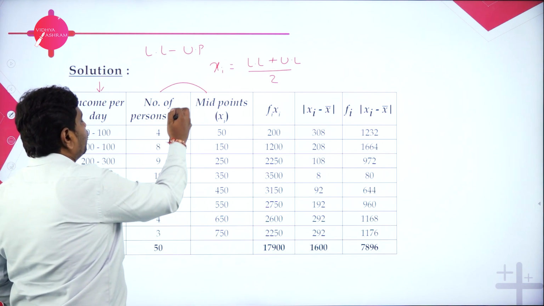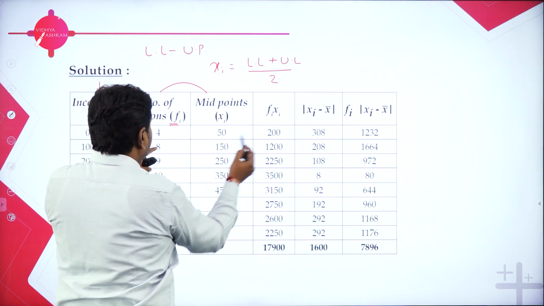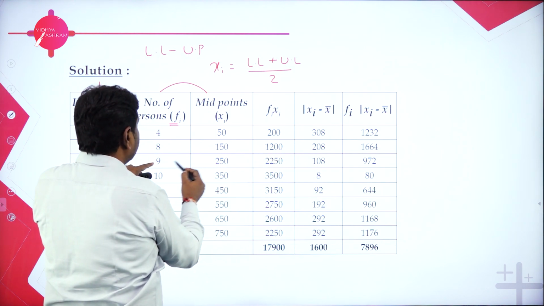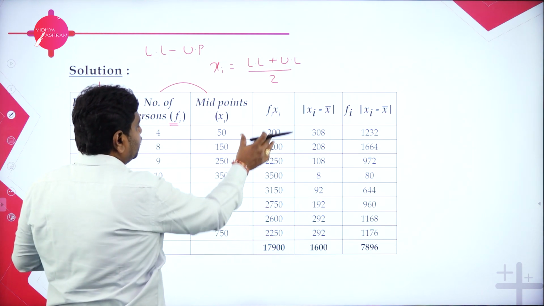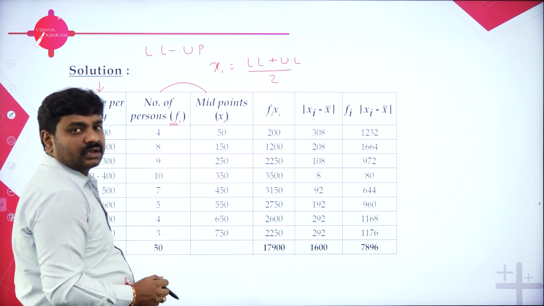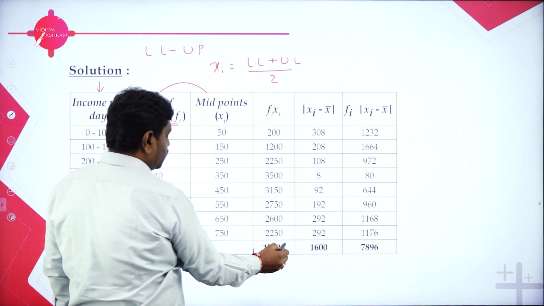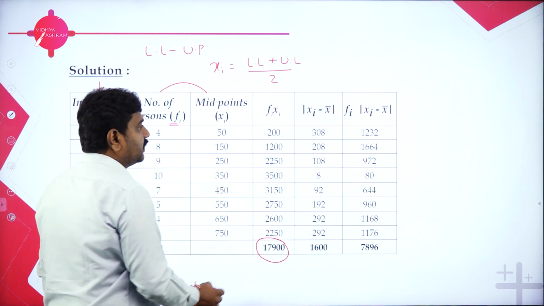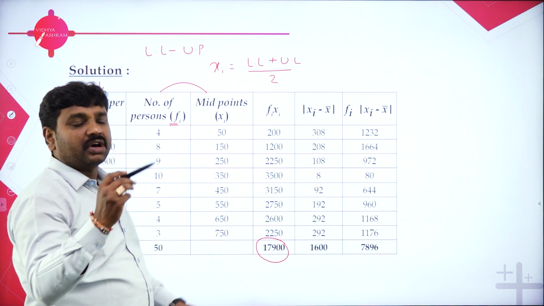Now multiply fi into xi. 4 into 50, 200. 8 into 150, 1200. 9 into 250, 2250. Like that. Now this is fi xi. So now you add all, you will get 17,900. Then xi minus x bar in modulus.